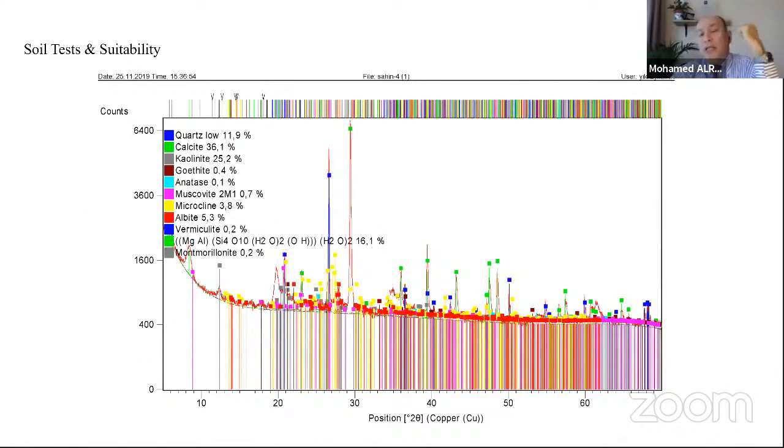The second most important test we have to apply to our soil is the X-ray analysis. The X-ray diffraction analysis is a qualitative, not quantitative, test. We have to apply it to understand what type of clay minerals we have. And this will help us define what type of stabilizer we are going to use to enhance the soil property. The stabilizer issue will come in the next slides.